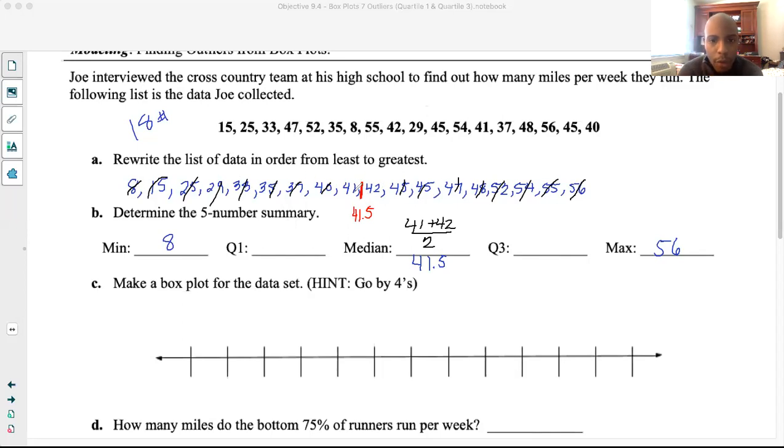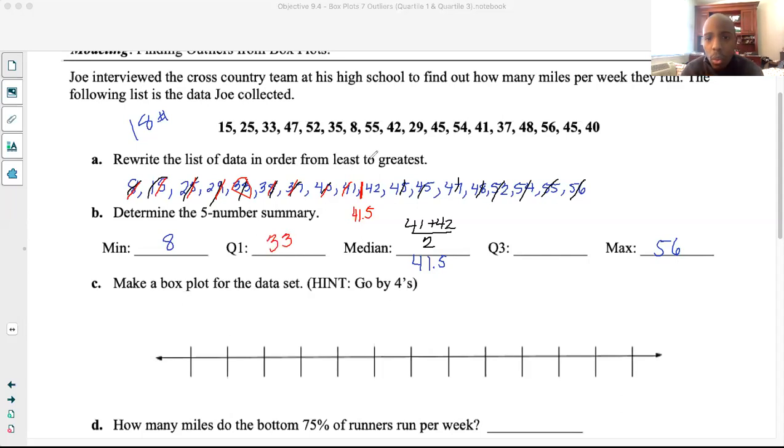So I start from 41. I say, okay, well, let me cross out to find the median of the lower half of the data. I'm going to go, okay, 41, 8, 15, 40, 37, 25, 35, 29, and you'll see that you have just one number in the middle there, and that number is 33. 33 is your quartile 1, the median of the lower half of the data. So this is 33 here.